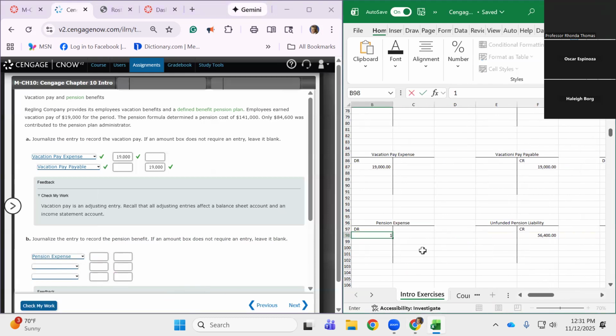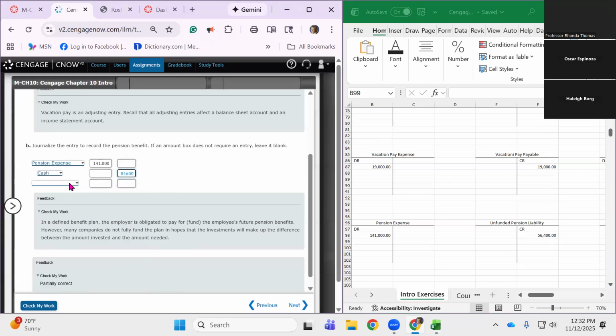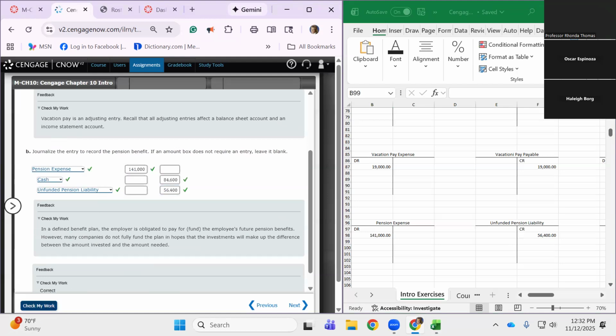This is something that is hopefully going to attract employees and keep them. So the cost is recorded, and then cash is going to go down with the amount they actually contributed, which is the 84,600, and then the rest is going to go in a liability that needs to be paid of $56,400. So that's an unfunded pension liability.